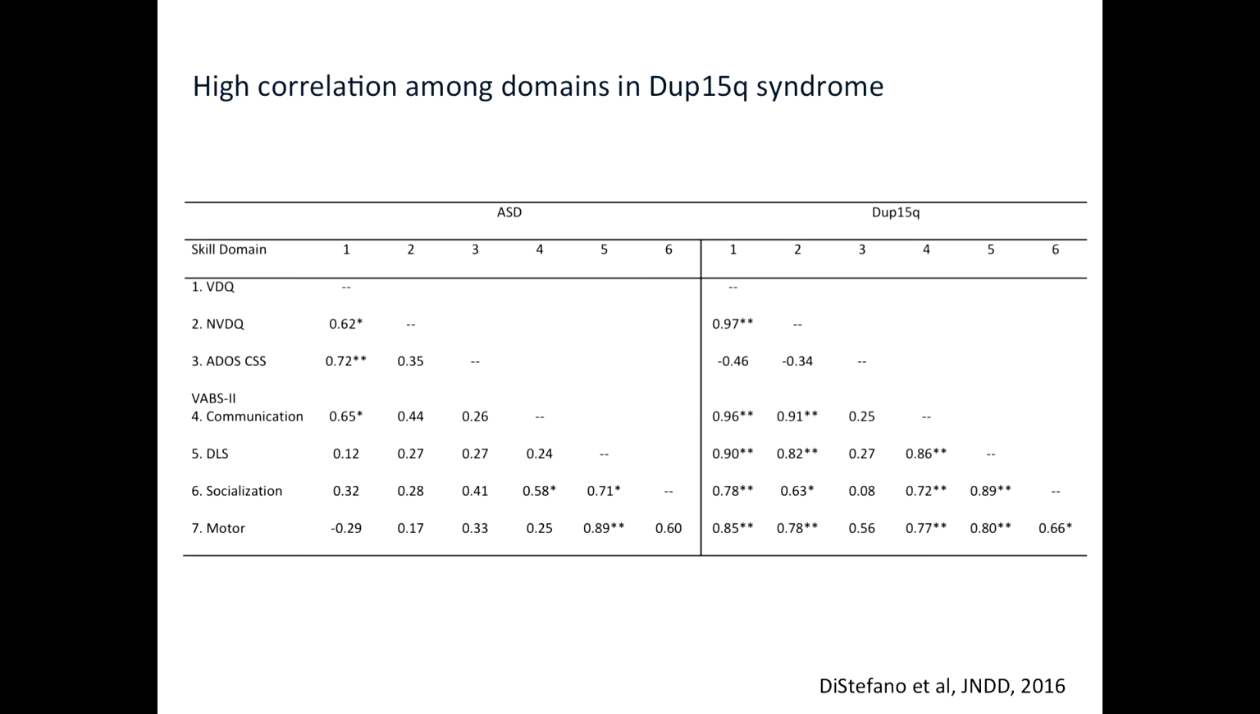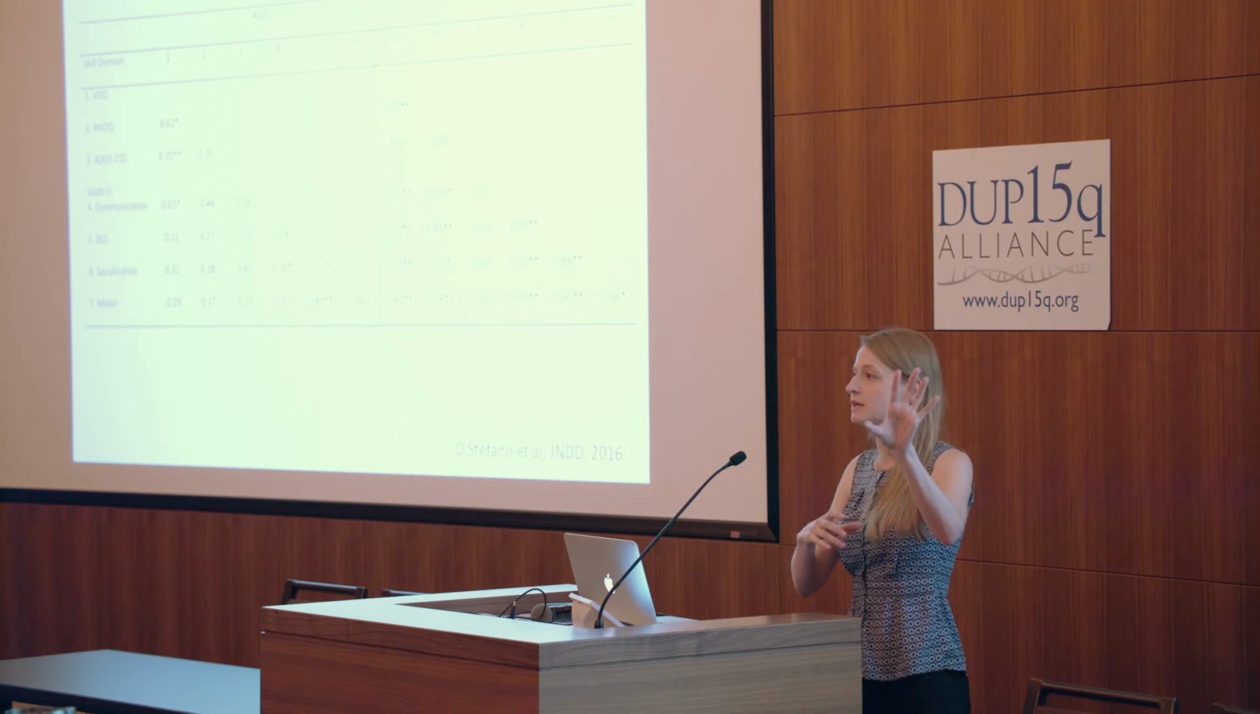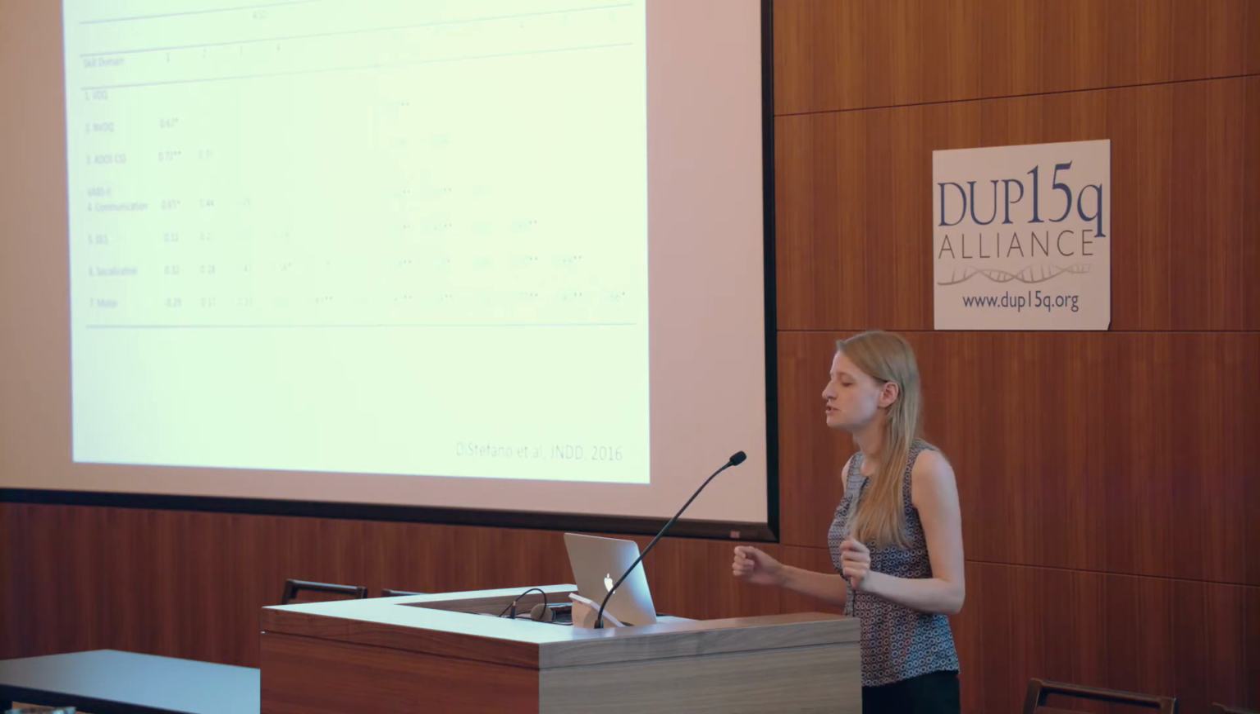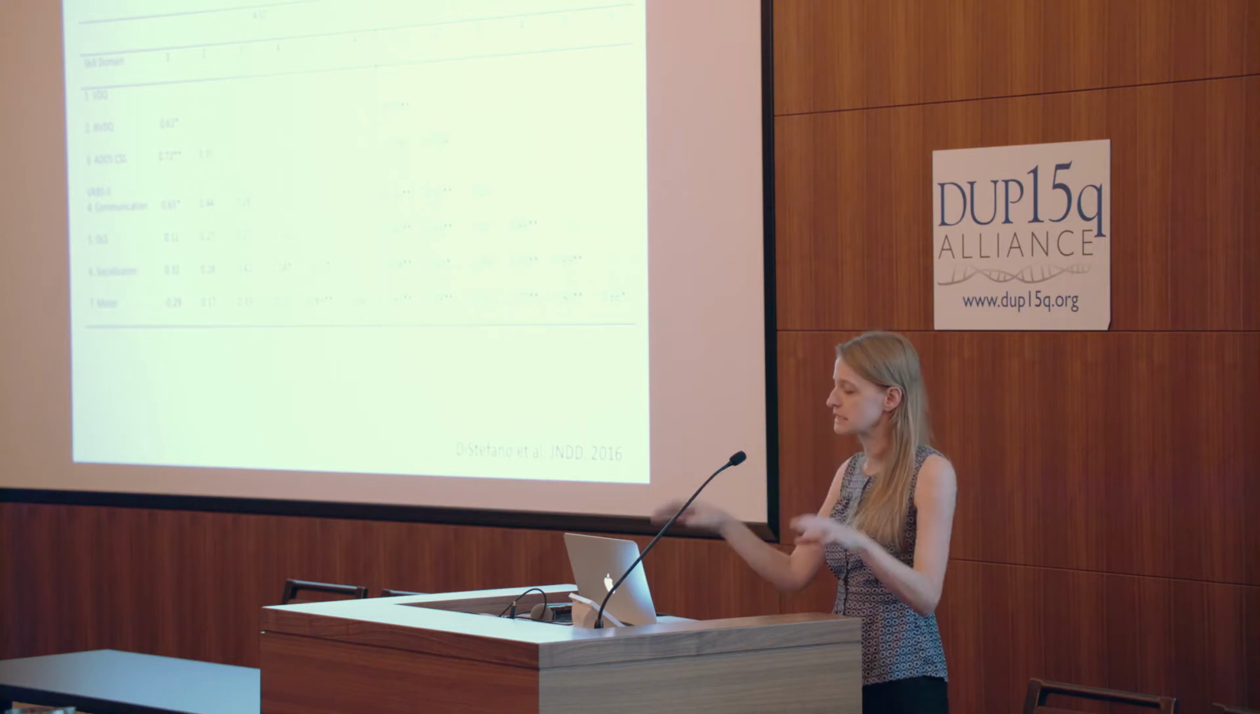And then, as Rajutha already mentioned, we saw really high correlations across the different skill domains in kids with Dup15q, which we did not see in the ASD group. And that's pretty typical of kids with ASD. We see abilities that are kind of separated from each other. You might have really strong abilities in one area and low abilities in another area. They kind of separate out. But in Dup15q, we are seeing a lot more consistency.